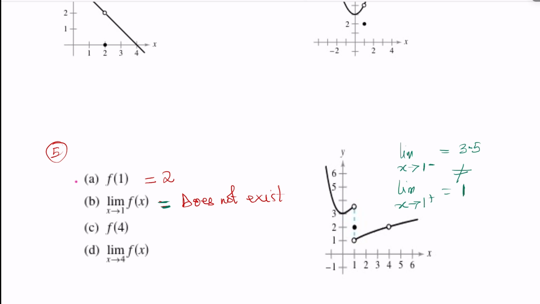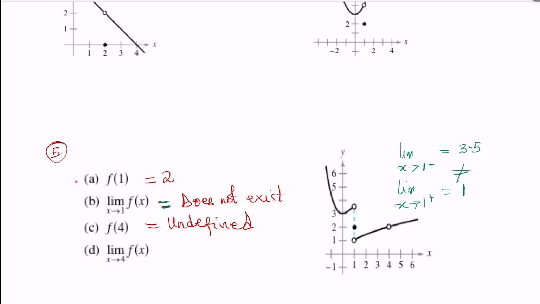The next question says we should find f of 4. So f of 4, we go to 4 and we trace. Now f of 4 does not have any shaded value. So once there is no shaded dot, this is a hole, it tells us that f of 4 is undefined. It does not have a defined value.